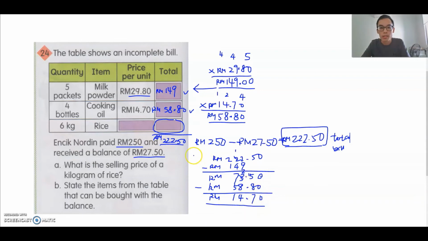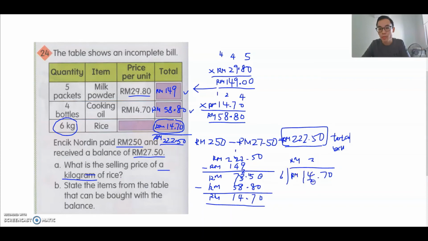Okay, so the total for rice is 14 ringgit and 70 cents. Okay, total for rice. This is for 6 kg. So the question asks for 1 kg. So you divide by 6. So you take the total of rice, 1470, divide 6.